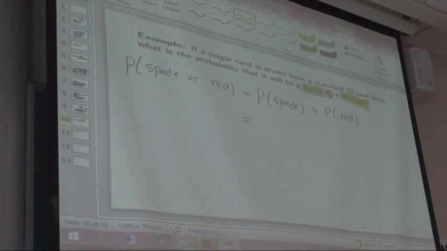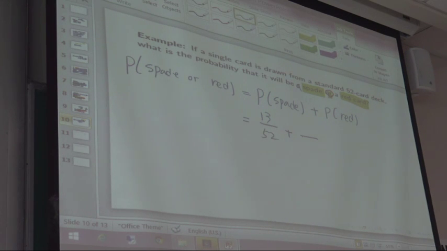How many spades do we have? That's 13 out of 52, so we use 13 over 52. How many red do we have? So that'd be 39 over 52.